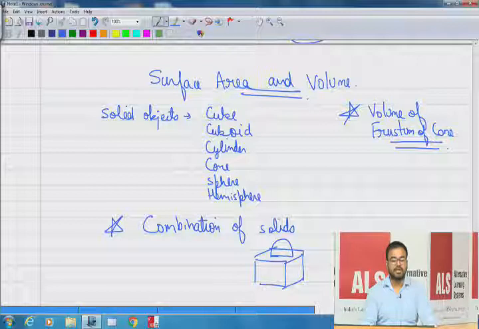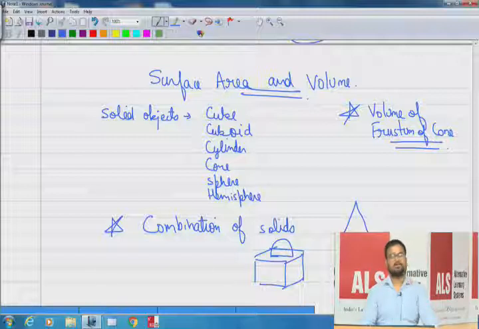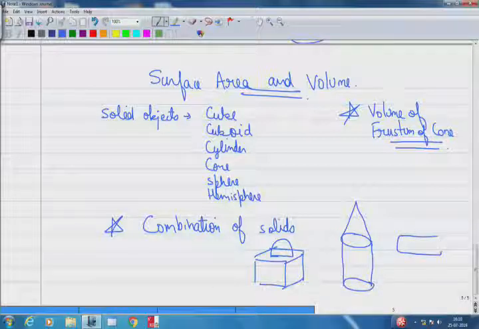Like we can make the combination of cone and the cylinder. Like this is the cylinder, and on the top of the cylinder we have placed a cone like this of the same base radius. So this is a new type of object. Similarly, on the cylinder, you can place hemispheres at the two ends of the cylinder. This will be another type of object. So these are the different types of objects, a combination of the solids, which we will be discussing in this chapter.